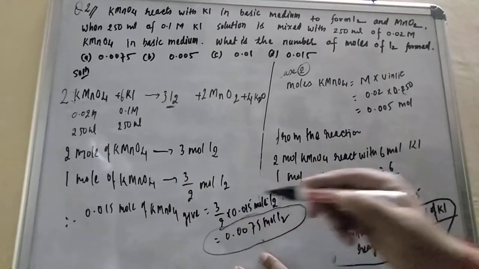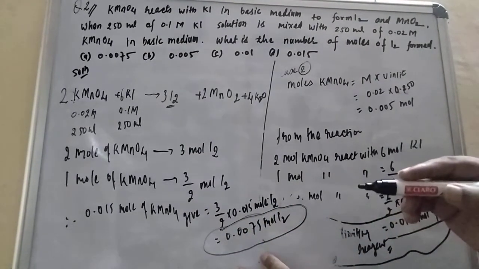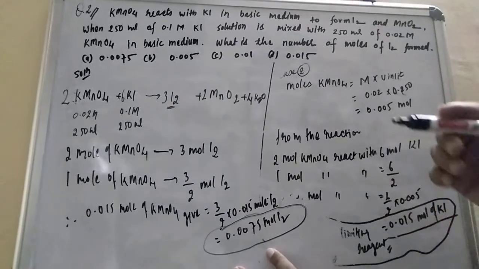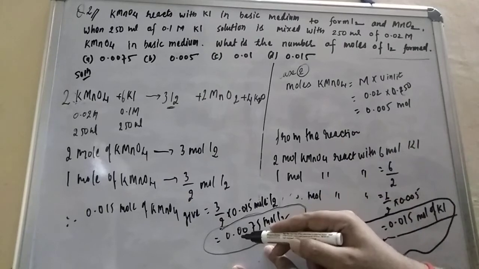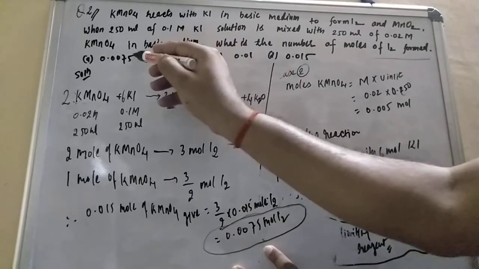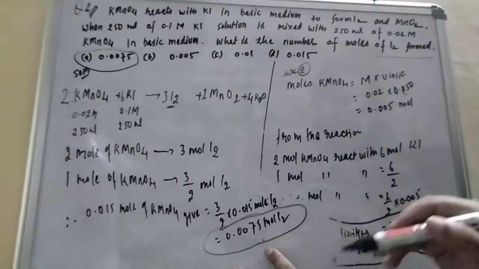Always keep in mind, student, the product depends on the limiting reagent, which we studied in the 11th standard. So the number of moles of I2 formed is 0.0075. Option A is the correct option.